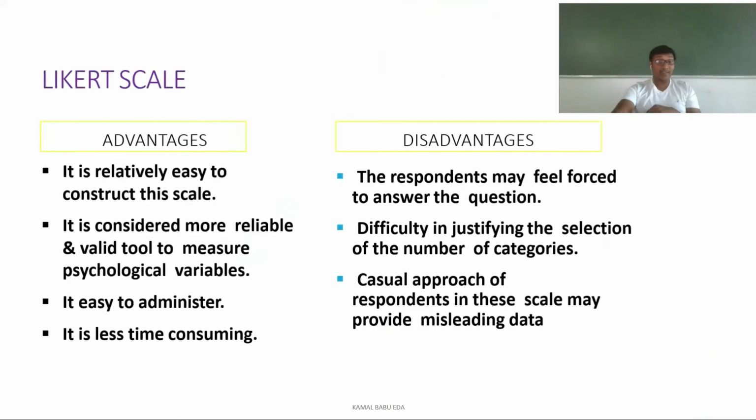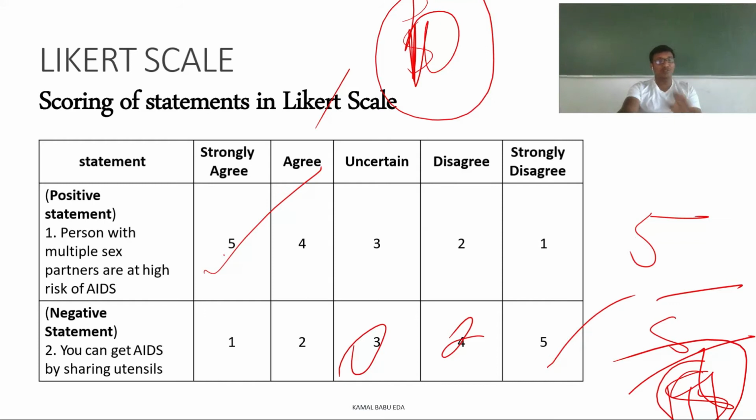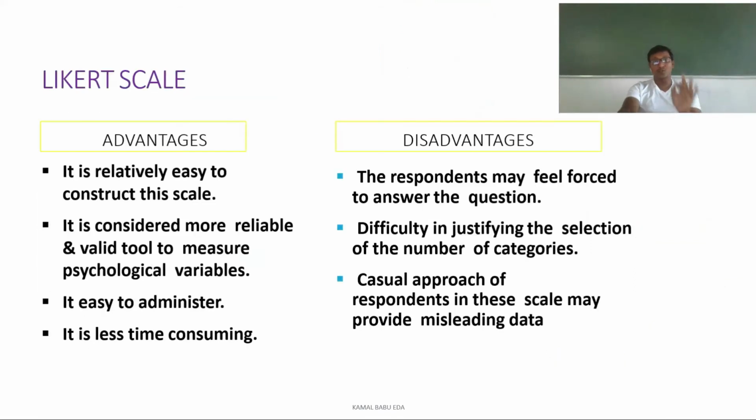Coming to the disadvantages, you may not want to answer a question such as "a person with multiple sex partners is at high risk of AIDS." But we have given you the question and you must answer it. So we are forcing you to answer. You cannot answer any other type of question here; you have to answer only the question given in the statement. You agree or you don't agree, you are willing or not willing, you have to answer.